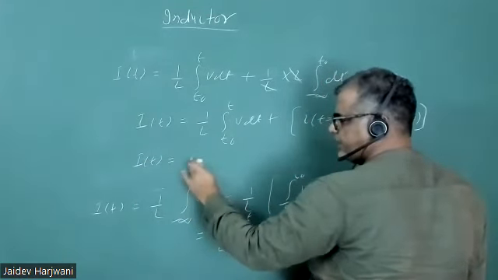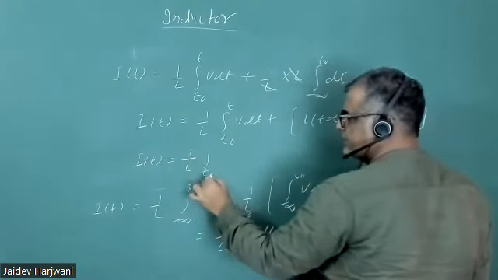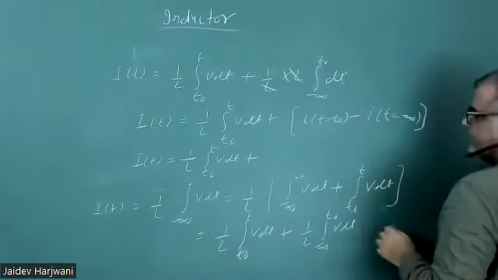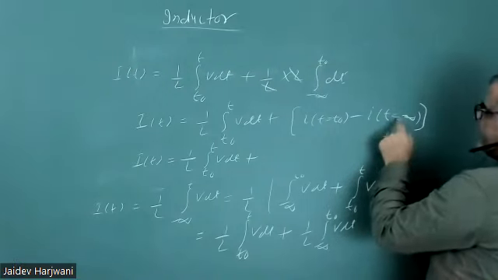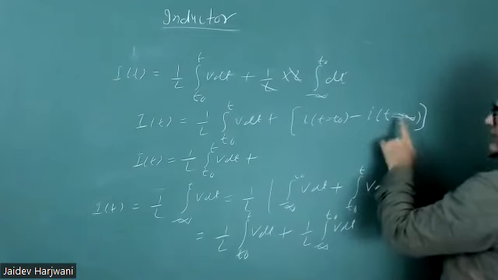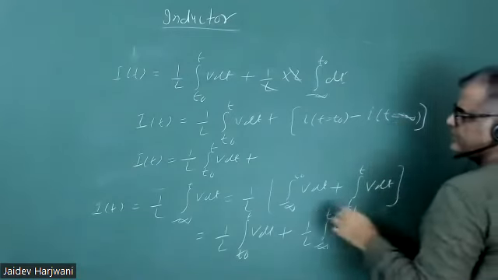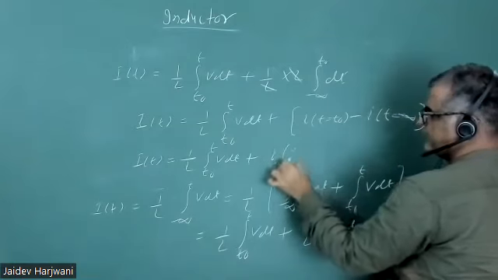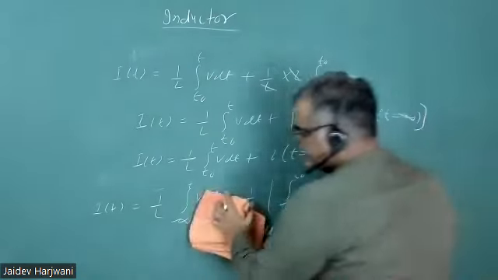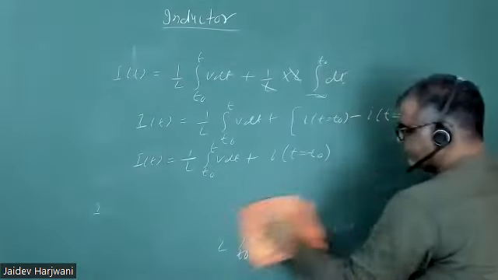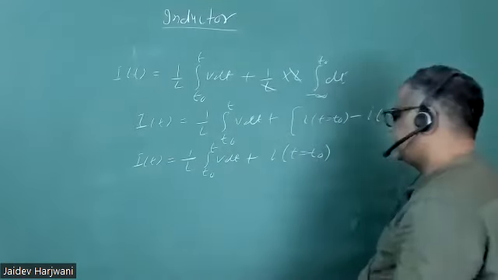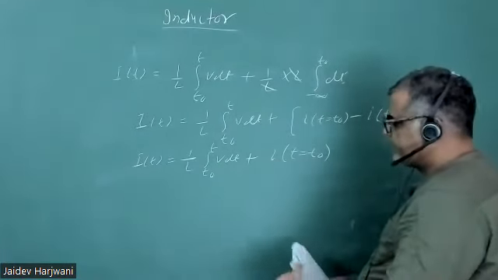1 upon L, integral of v dt. Okay, and current I at minus infinity. What should be the current in the inductor? This should be 0. So you can simply write I at t is equal to 0. So like capacitor, if some voltage is present, you have to count that voltage also. Similarly here, if this current is present in the inductor, that you have to write that current also.